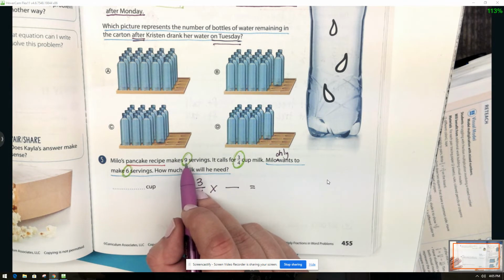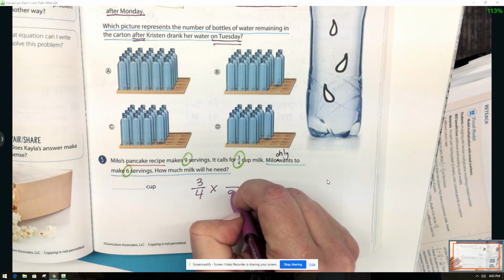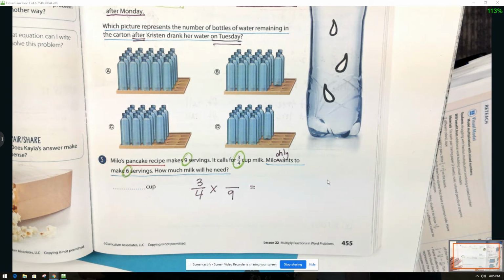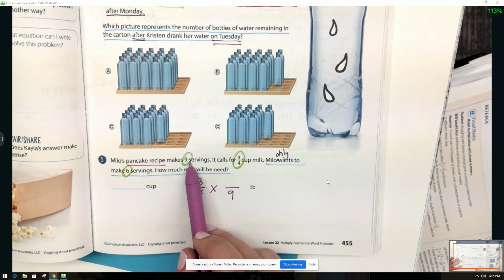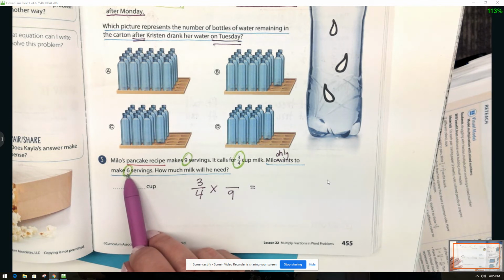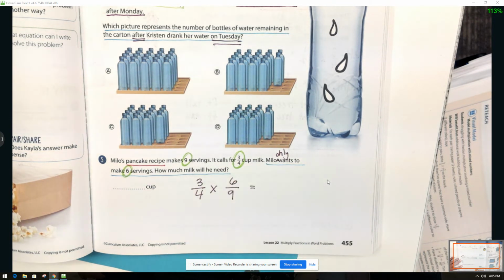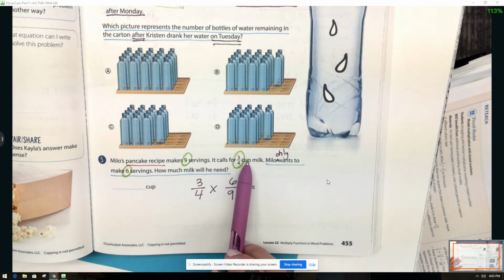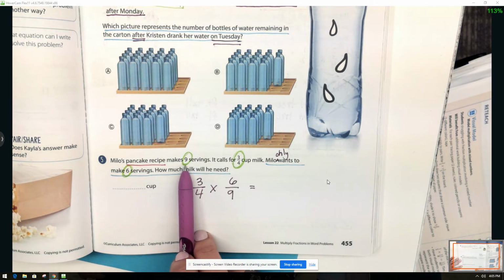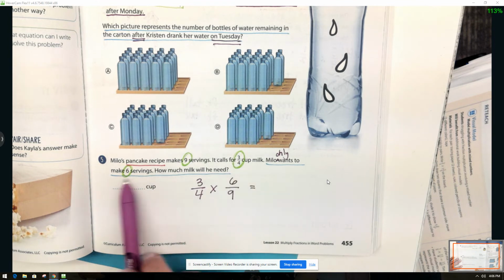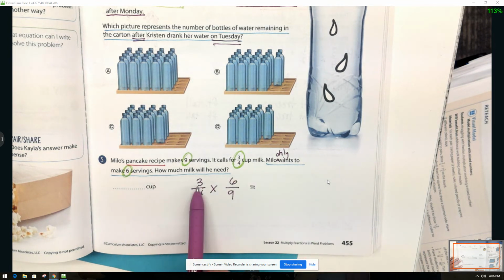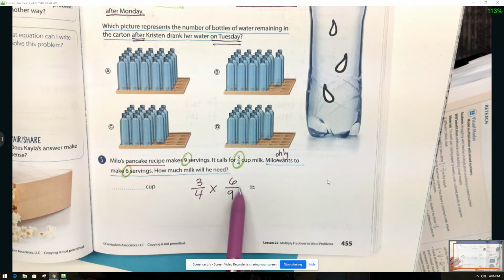Now, the recipe calls for 9 servings. So that means the recipe would make 9 equal parts. But we don't want to make 9 equal parts. We don't want to make 9 servings. We only want to make 6 servings. So we need to make our numerator 6, because normally, if we wanted to know how much milk you would need for 9 servings, you would use 3/4 of a cup of milk if you were making 9 servings. But we can't just figure out what 3/4 of 6 is, because that doesn't make sense. So we need to know what is 3/4 of 6/9, and that's going to tell us how much milk we need.